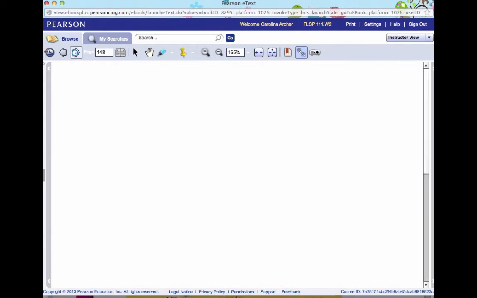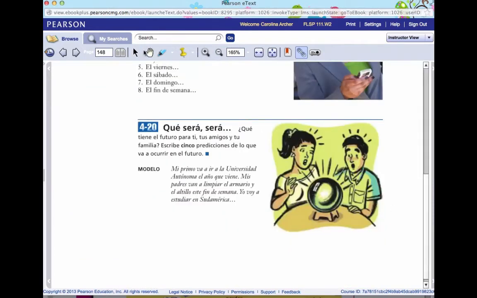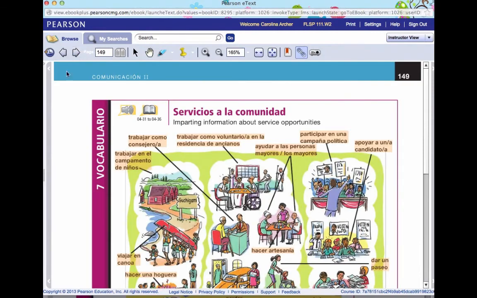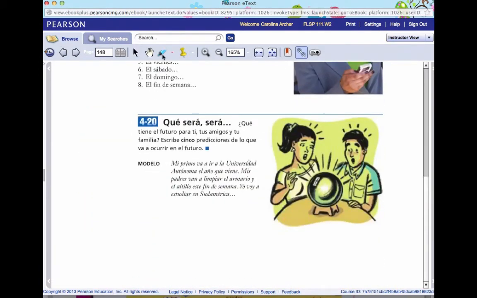Okay, so you have some more activities in My Spanish Lab and e-text activities to practice forming the future tense. Okay, and tomorrow we're going to start with community activities that you can do around your town. Okay, muy bien, hasta mañana.